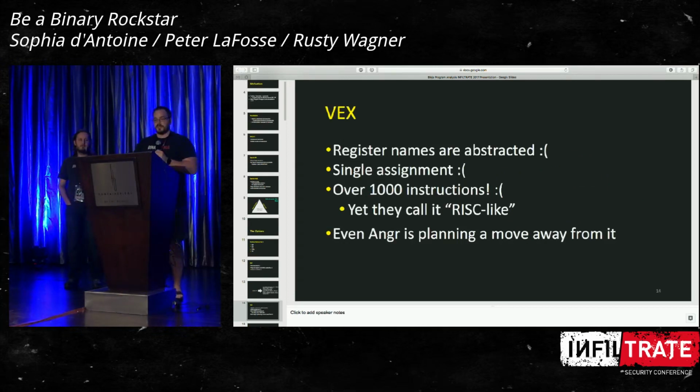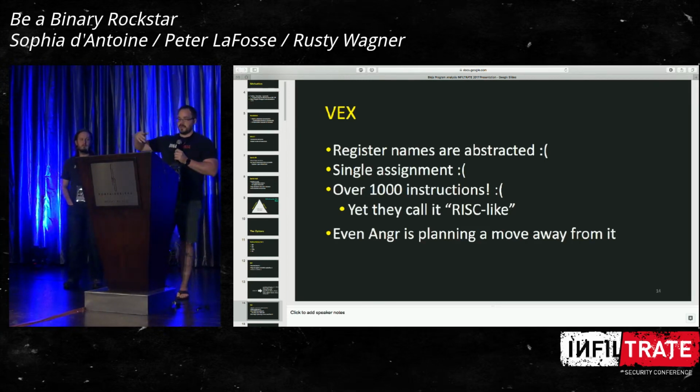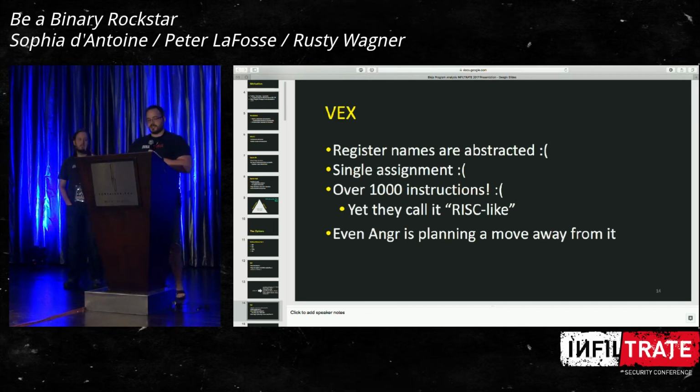VEX is probably the single worst intermediate language that you could possibly choose for translating an assembly language from. All their registers have been converted over to numbers, so you have some mapping of number to native register. It's all single assignment. Assembly language is not single assignment, so you have multiple stages that you would have to run through for each assembly language instruction that you want to lift. There's over 1,000 instructions in VEX, and they say it's RISC-like, which maybe ARM RISC-like. Maybe they're comparing it to ARM, I guess.